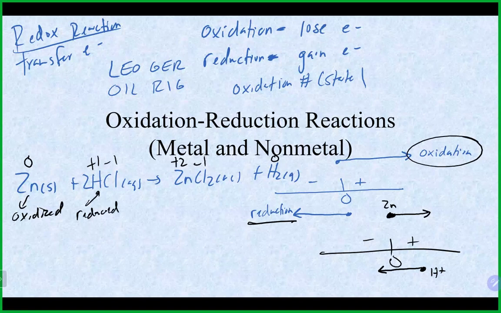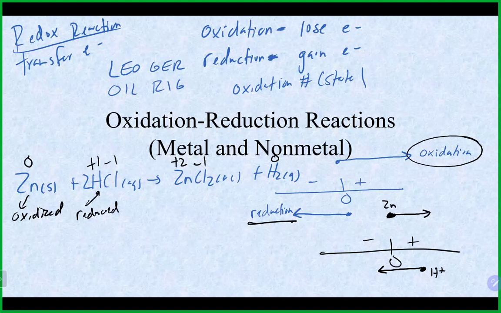Chloride, is anything happening to the chloride? Left-hand side, it is -1. Right-hand side, it is -1, which means nothing is happening to the chloride in this case. So in this case, it is just the zinc and the hydrogen that are exchanging electrons, really. Now, we could actually clean it up here, and we could do a total ionic equation for this.